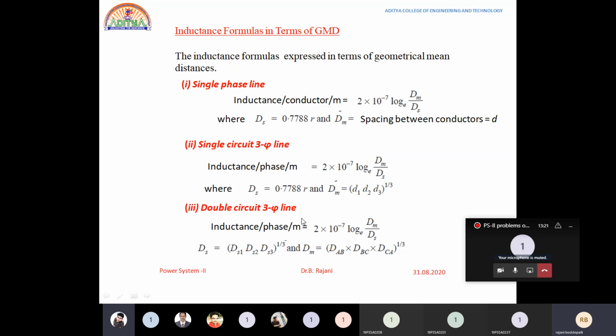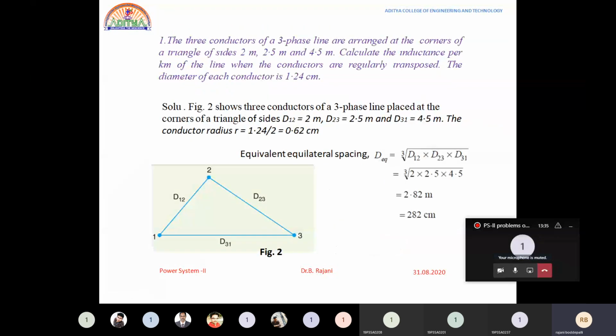The double circuit three phase line is also the same, but here the formulas for self GMD and mutual GMD are different. We have derived each and every formula in the last classes. Coming to the first problem.